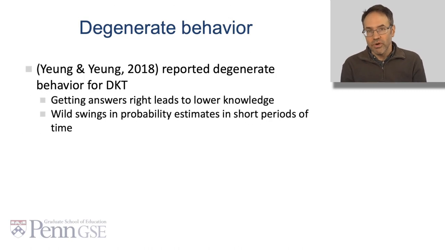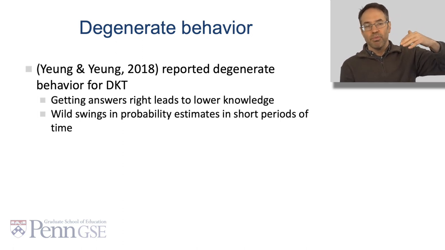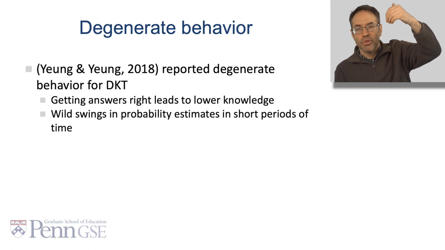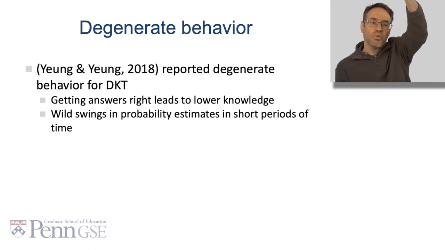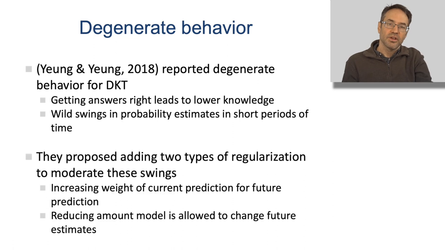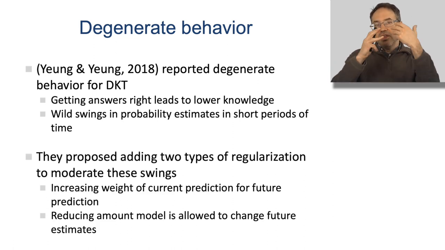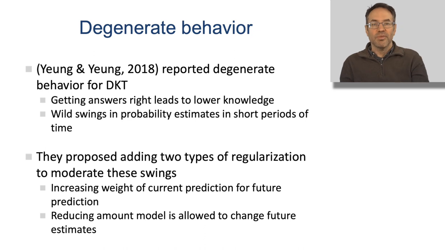One of the first problems noted for DKT was work by Yeung and Yeung, who reported degenerate behavior for DKT. We talked a little about degeneracy for BKT and PFA, but this degeneracy was even worse. People getting answers right and the knowledge estimates dropping. Wild swings in probability estimates in short periods of time, like a student gets it right and they go from 30% probability of knowing it to 95%. They get it wrong, they shoot back down to 20%. Now, these issues really raise questions about whether DKT could actually be used in the real world, because we can't have these kinds of behaviors in a real system being used by students.